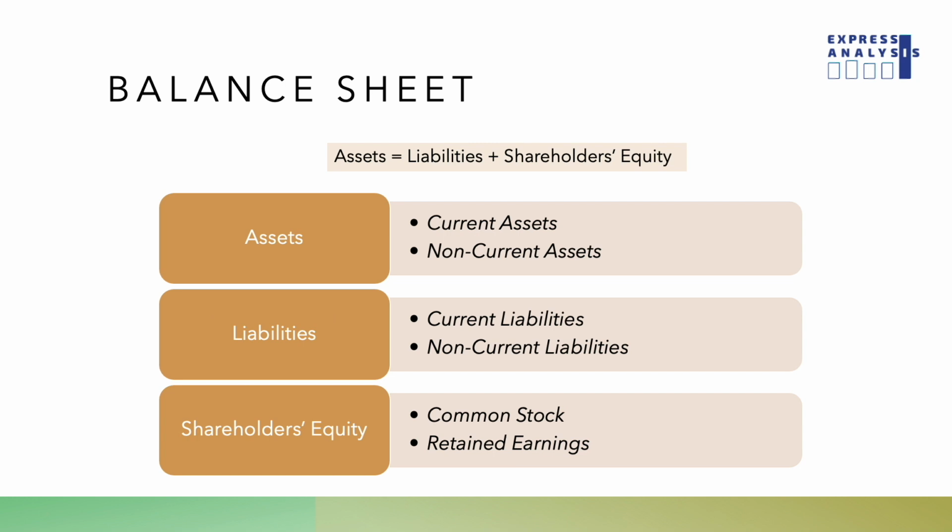Like assets, liabilities are categorized into current liabilities, short-term obligations due within 1 year. Non-current liabilities, long-term obligations such as bonds payable and long-term loans. Shareholders' equity. This represents the owner's claims on the company's assets after liabilities are deducted. It includes common stock, the value of equity shares issued to shareholders. Retained earnings, profits that are reinvested in the company rather than distributed as dividends.